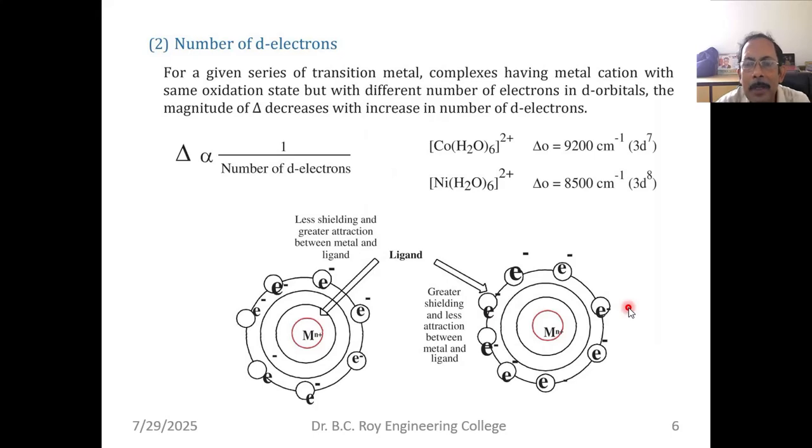Next point, number of d electrons. Here you can compare the two, nickel and cobalt. For cobalt the d electron count is 7 and for nickel the d electron count is 8. So the more d electrons occupy the higher energy state, that is the Eg level. It is filling the Eg level more, and that's why the splitting energy is going down. So instead of 9200 we are getting 8500, and the splitting energy is inversely proportional to the number of d electrons. Why? Because the electron is occupying the Eg state, not the T2g.